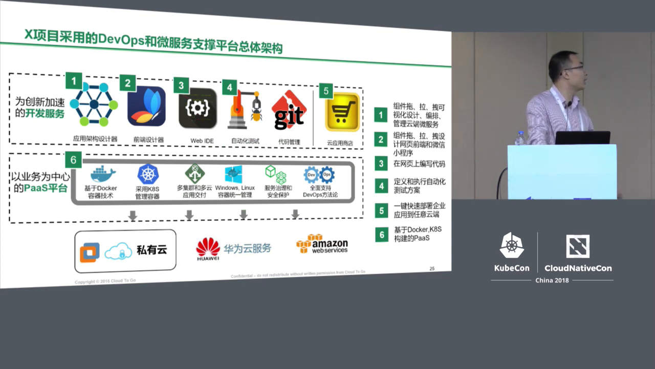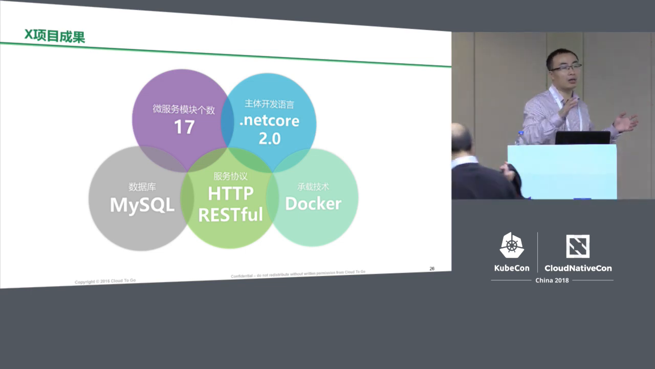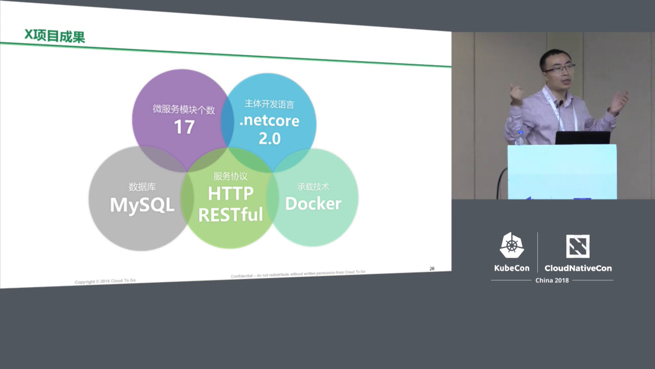So now we have realized this multi-cloud architecture and let the developers and all the people involved in the circles better utilize this architecture. Also from the actual results, because it's still an ongoing project, we have already achieved 17 microservices modules, and most of the services have already been transferred. We're using the MySQL database, and we use the HTTP RESTful agreement and use Docker as the carrier technology.